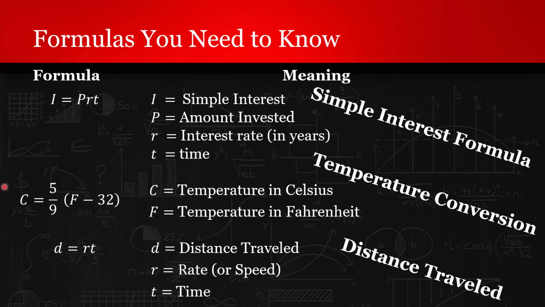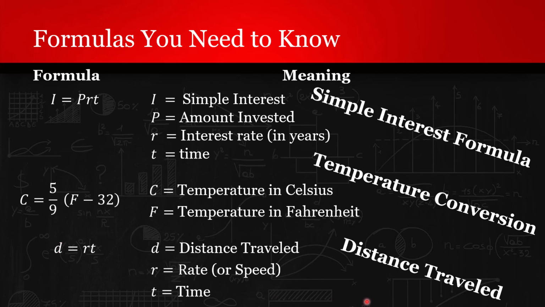The next formula that we're going to be dealing with is the temperature conversion formula, where we convert from Fahrenheit to Celsius, or from Celsius to Fahrenheit. Notice here that we have both a collection of numbers and letters. Actually, here we only have two letters. C, of course, stands for temperature in Celsius, and F, of course, stands for temperature in Fahrenheit.